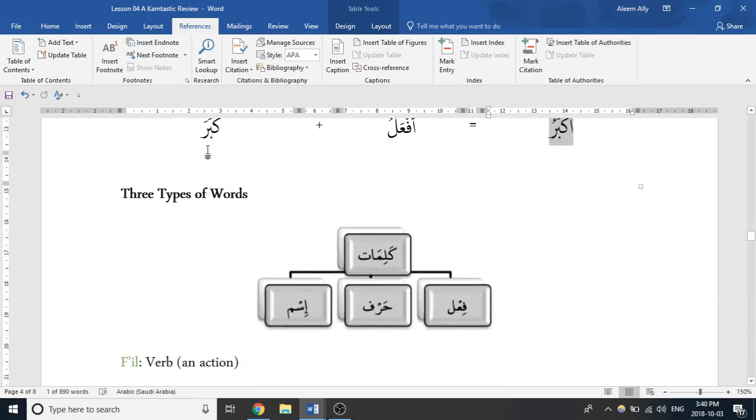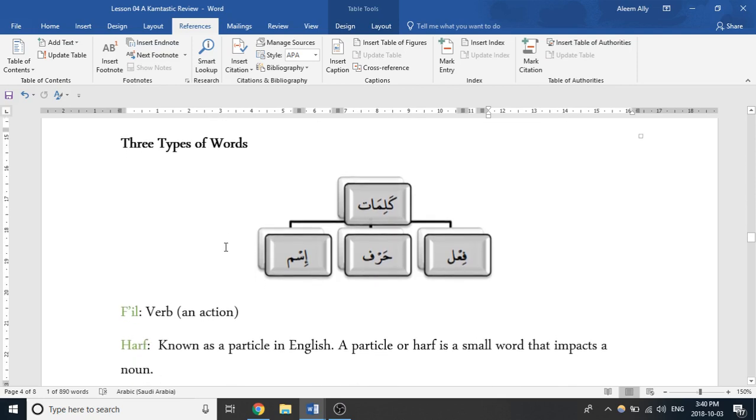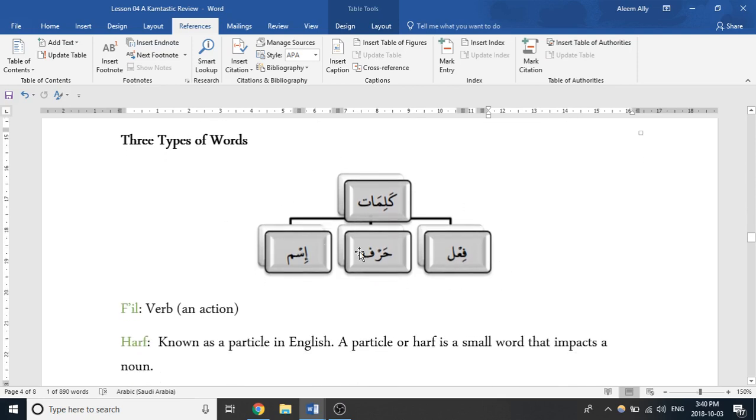So in Arabic, there are 3 types of words, right? And there's this little chart here. It's taken from a bigger chart that Ustad made that he calls the word chart. Kalimat here means words, and there's 3 types in Arabic, right? First off, we have the fi'l, which is the verb. And in English, a verb means an action, right? So to hit, to talk, to move, right?